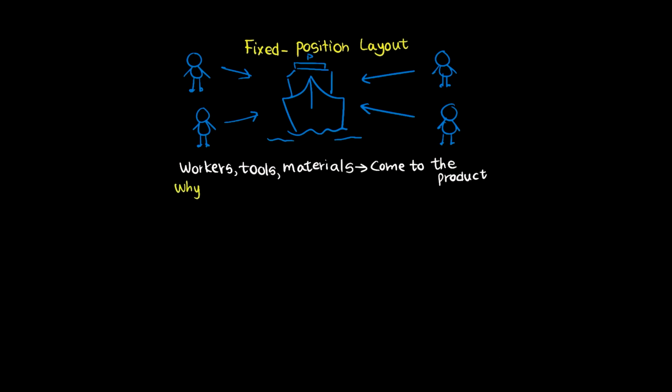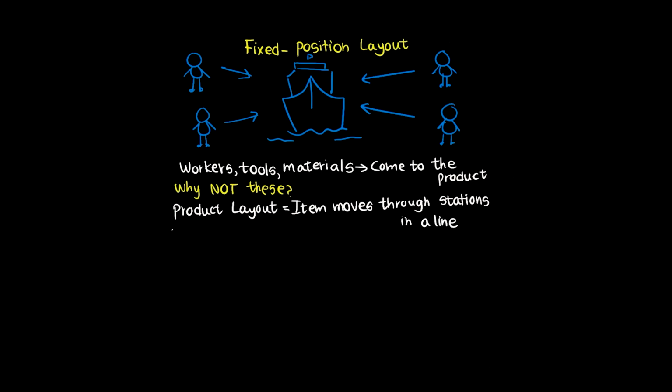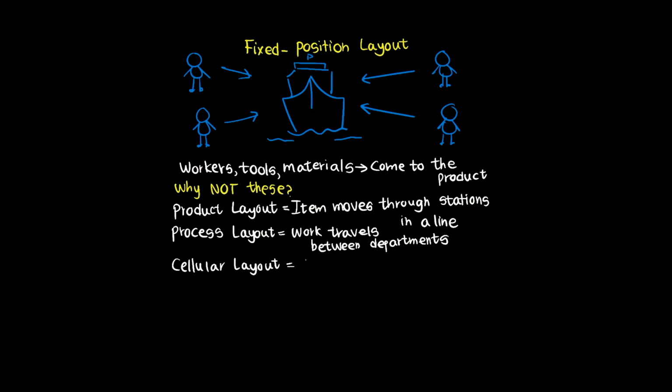A product layout moves the item through sequential stations in a line. You cannot physically move a massive ship through a factory. A process layout groups similar machines into departments, with work travelling between them. Again, the ship is stationary. Nothing travels between departments. A cellular layout creates small, self-contained workstations for families of similar parts. That works for smaller components, not for constructing one enormous vessel.